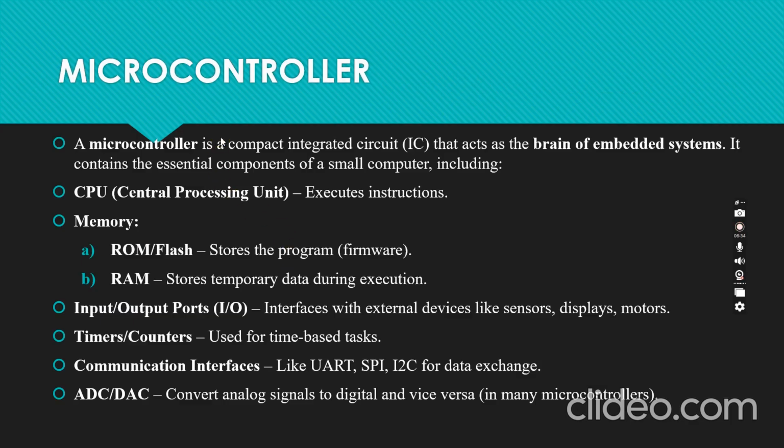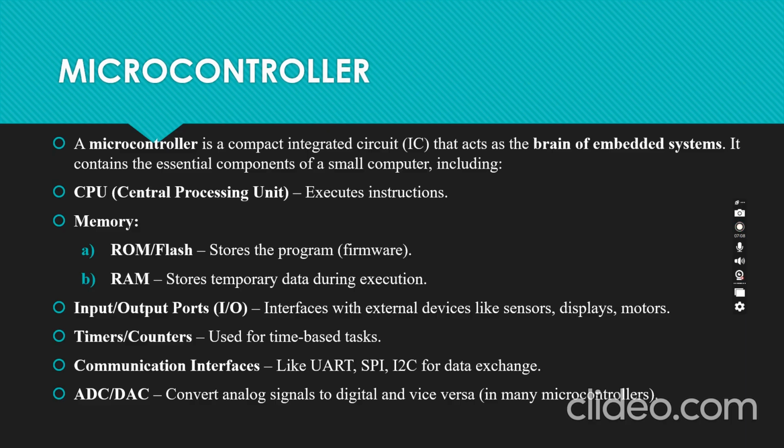Let's come to the microcontroller. What is a microcontroller? A microcontroller is a complex integrated circuit that acts as the brain of an embedded system. It consists of the essential components of a small computer, including CPU, memory, input-output, timer, communication interface, ADC and DAC. ADC means analog to digital converter. DAC means digital to analog converter. And for the communication interface, we use UART, SPI, I2C for data exchanging.